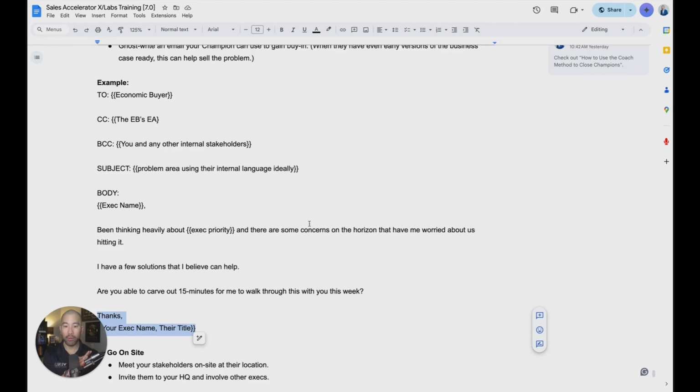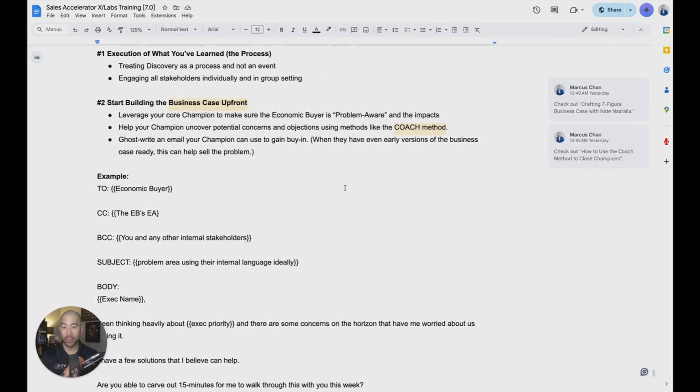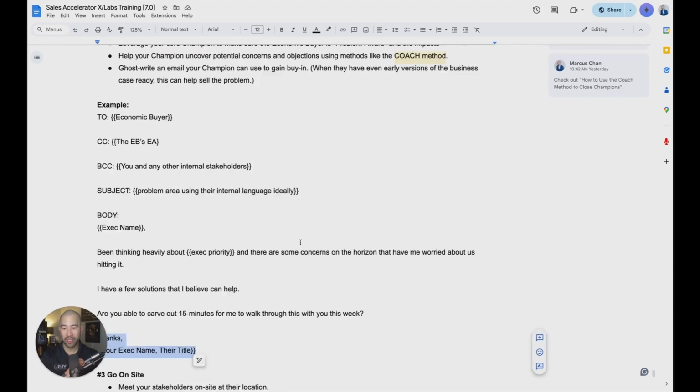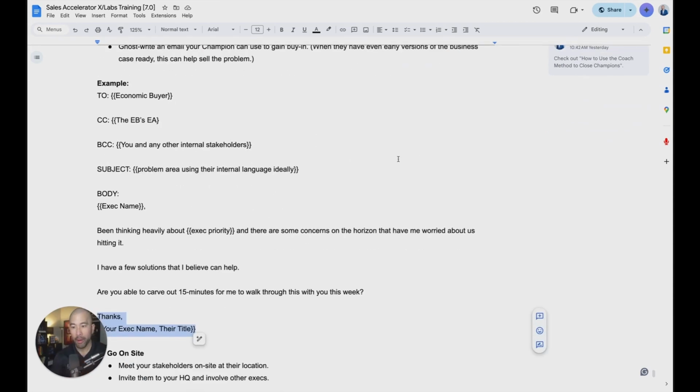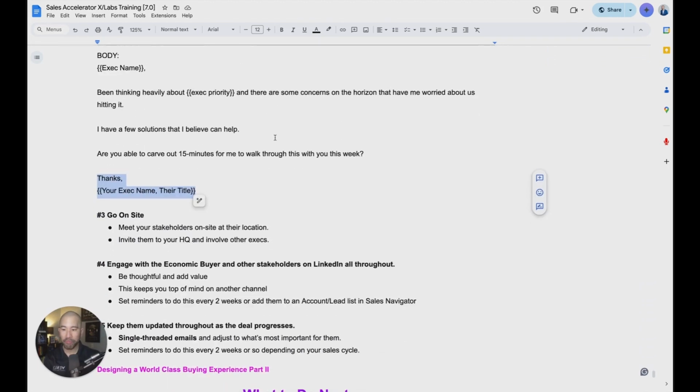Right? Now, another example of this can be as simple as having the business case ready to go with the problem as well, and saying send them that as part of this too. But you also have to make a judgment call, depending on what's going on in the deal, to decide if you want to do that. I wouldn't do it early. Ideally, a business case you're walking through live together. All right. Okay. Let's go to number 3.